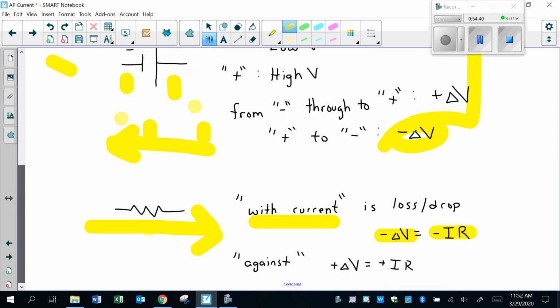Why does it jump like that? I apologize.